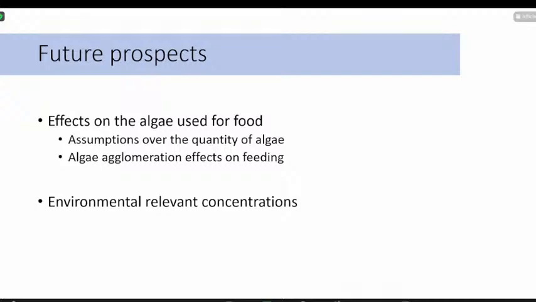And then also we had some problems because the algae will agglomerate over the days. So we don't know if this agglomeration caused the daphnids to not be able to feed on it. So are they not eating because they are affected by the element, or are they not feeding because they are not able to eat this algae that is in big clumps? So also, in the future we can focus a bit more on the environmentally relevant concentrations, so on lower concentrations, to see if we get some effects, maybe not on mortality, but definitely on other endpoints like reproduction.